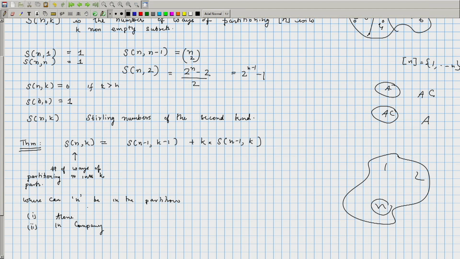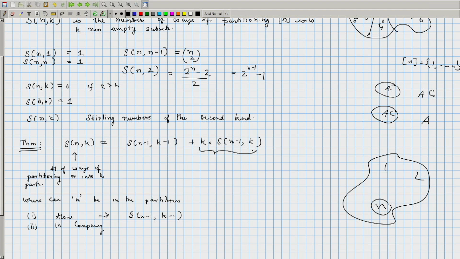Okay. If it were alone, then it means the remaining n minus 1 objects have to be split into k minus 1 parts. So, this alone corresponds to S(n-1, k-1). Okay. So, in company should basically be k times S(n-1, k). So, let us see why that is the case.